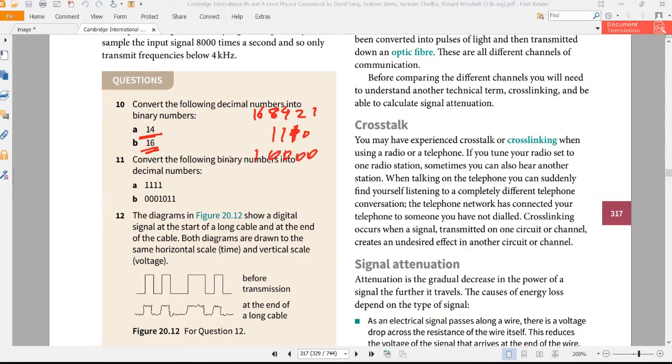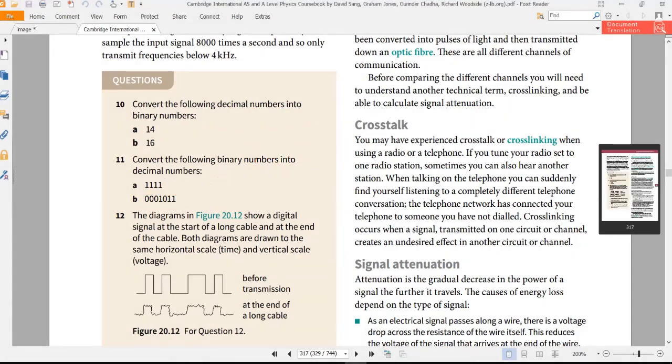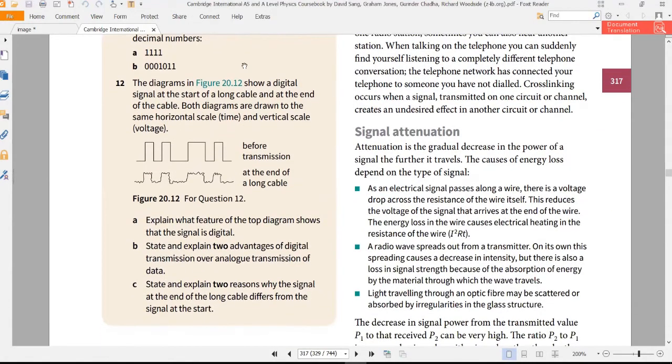Good. Okay, convert the following binary number into a decimal number. So 1, 1, 1, 1. These are the 4 bits. So it means that in decimal, the value will be in the range 0 to 15. That is 15. Good. What about this? 11. Yeah, 11. Good.